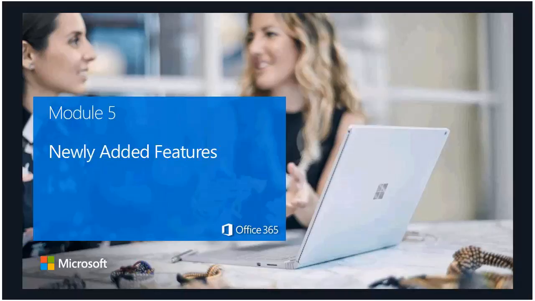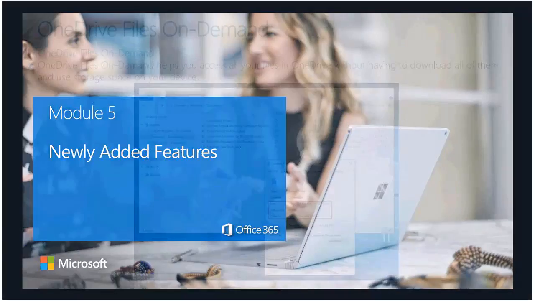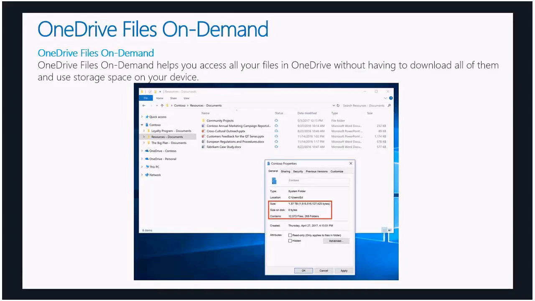So, the first one is OneDrive on demand. Actually, this is a new feature in OneDrive, but this feature has actually been available on devices for a long time. But on Windows devices, on Windows 10, it is a newly available feature here. So what exactly is it?